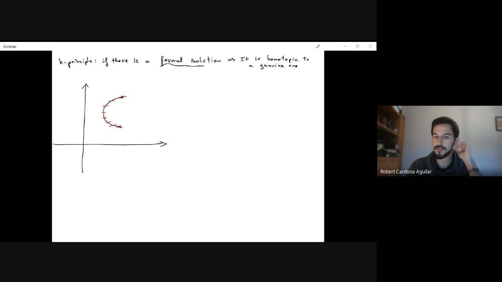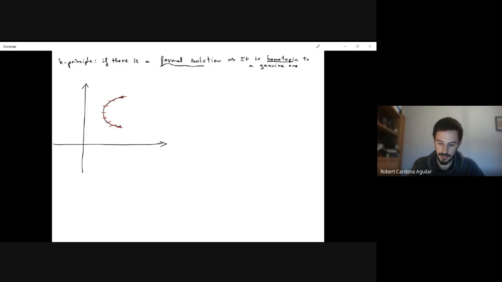So let's say I want to solve a partial differential relation. I don't know how to find a solution, but I know how to find a formal solution. What you would like to know is if the existence of a formal solution implies the existence of a genuine one. And in general, because of how it's proved, what you prove is that the formal solution is homotopic to one which is genuine.